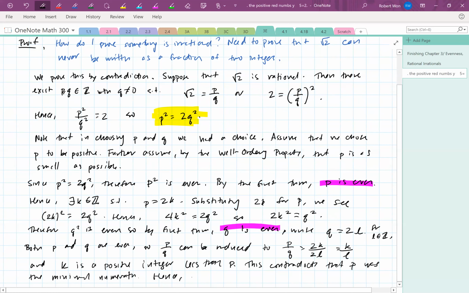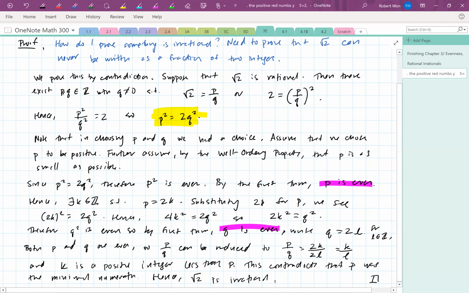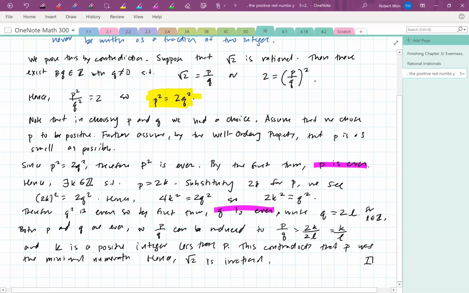Hence, the square root of 2 is irrational. Okay, so proof by contradiction here. If you could write it as a fraction, then the numerator is even. And then if the numerator is even, the denominator is even.